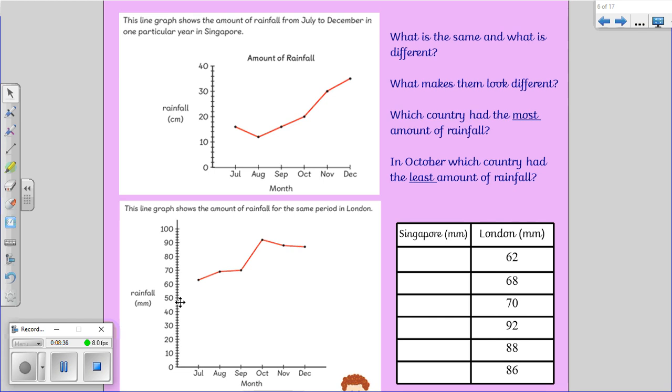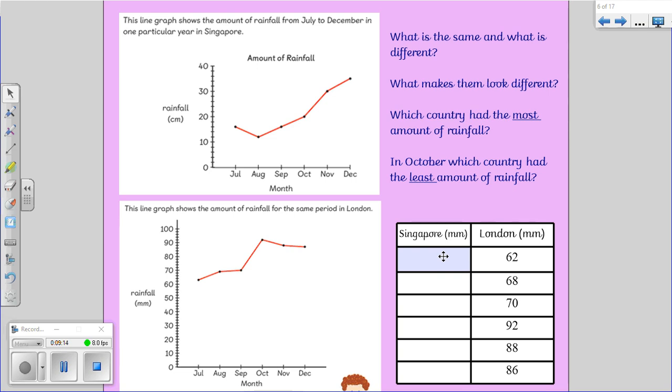So here are London's measurements, and I've put them in a table here in millimetres. So what would be good is to convert the rainfall of Singapore also into millimetres. So how could we do that? Have a think. Okay, well, we know that there are 10 millimetres in 1 centimetre. So if I was converting all of the rainfall from Singapore into millimetres, I would need to times those by 10. So let's put them in this table here.